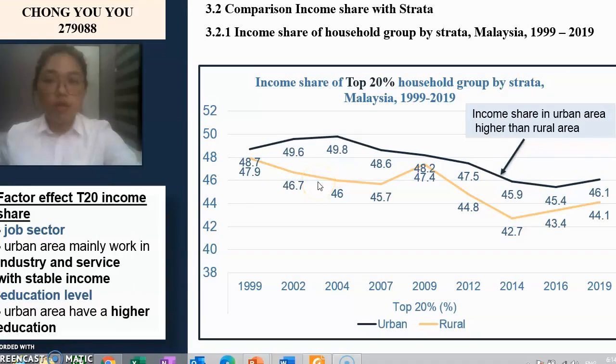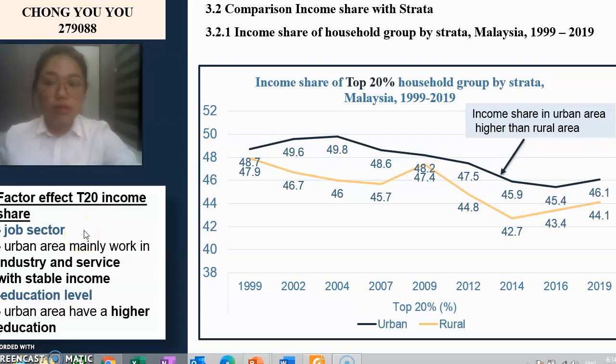I would like to talk about the income share of household groups by strata. So firstly is the top 20 household group. Based on the graph, we can see that the income share in urban areas is higher than in rural areas. The factors that affect top 20 income share are the job sector and the education level. So firstly is the job sector.